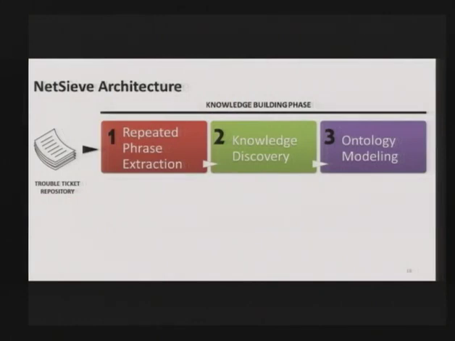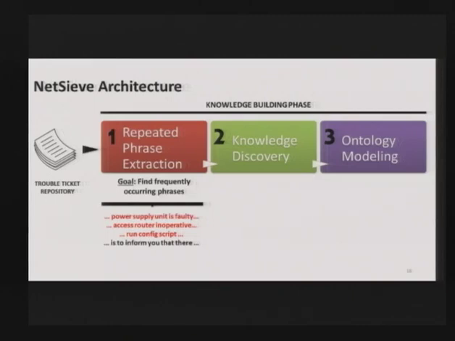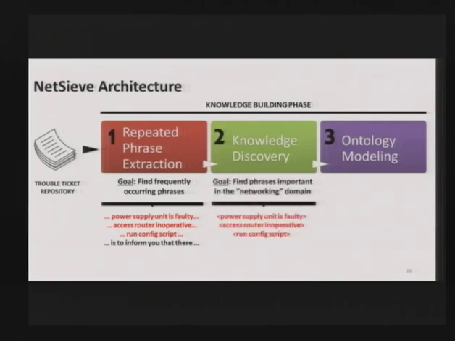This is achieved in 3 steps. First, we extract frequently occurring phrases in the given input. The intuition is to find text that operators frequently use to describe problems across a large number of tickets, such as the power supply unit is faulty, or maybe access router is inoperative. There are only a couple of limited ways in which one can describe these problems. Once we have this, in the second step, we want to discover which of these phrases are important in the current domain. By domain, what I mean is, for instance, we're now looking at the networking domain. Therefore, power supply unit is a phrase that may be important in the current domain, but some phrase like is to inform you that may not be important, because we are not looking at general grammar.